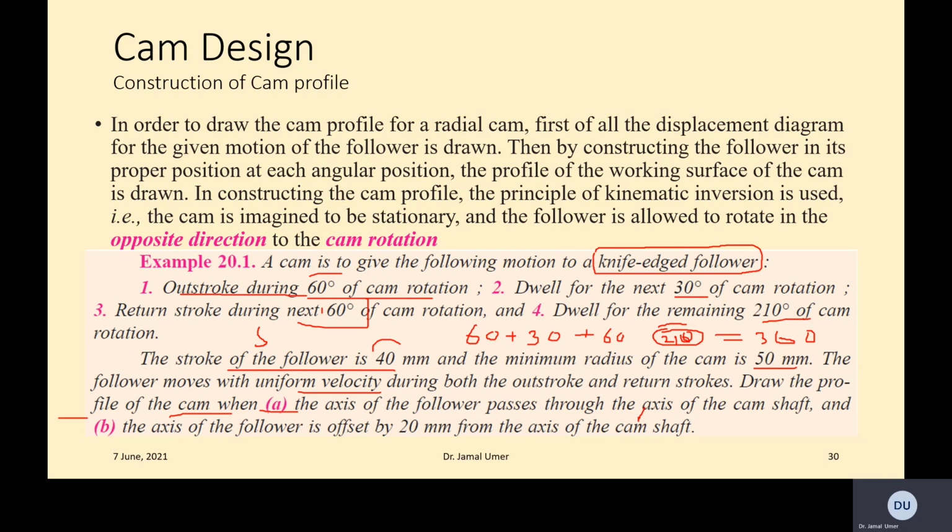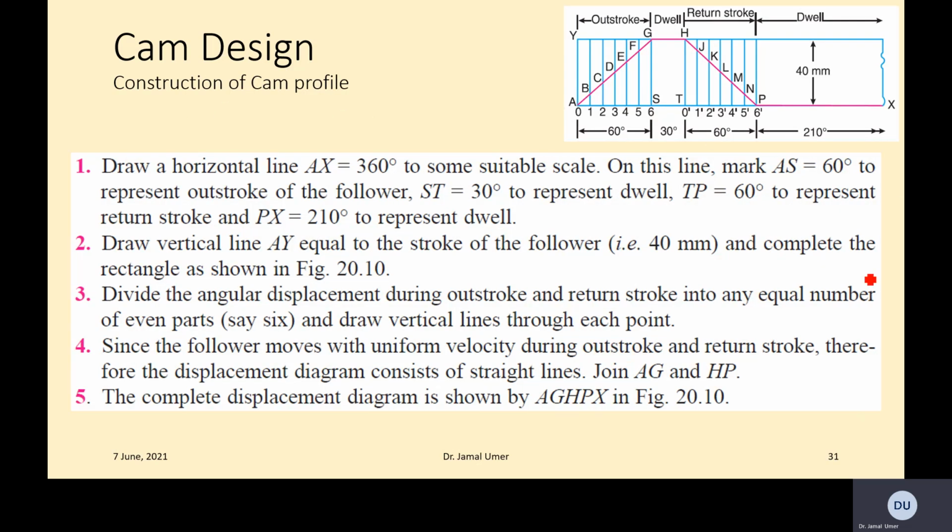Okay, so the steps have been explained. Draw a horizontal line AX of 360 degrees. First step, you draw the 360-degree line to some suitable scale, right? On this line, mark AS as 60 degrees to represent the outstroke of the follower. So you have 360 degrees to some suitable scale, and then for the forward stroke you mark the 60 degrees that's given.